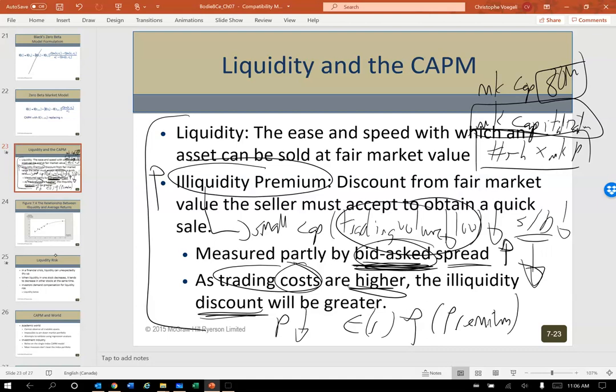So the idea is, if I'm going to buy an apartment building or a stock that's hard to sell, I better get a good deal on it, which is my discount, resulting in a premium of a rate of return because it's hard to trade.